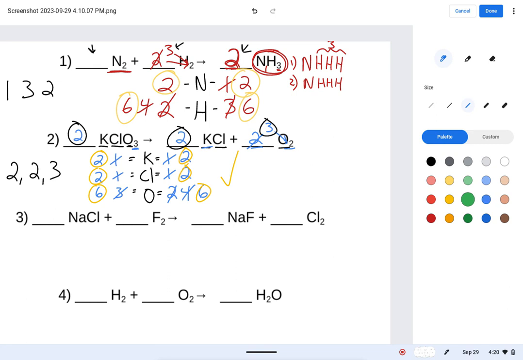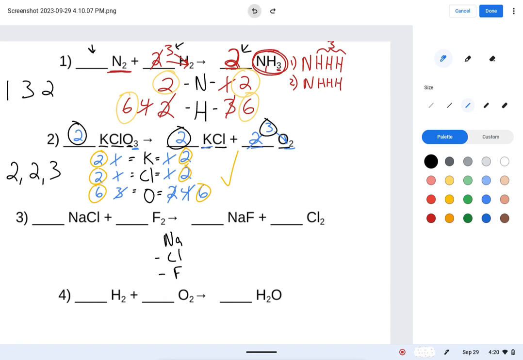All right, let's pick it up. Let's go do another one. Again, we're going to write the elements that are here, each individual element, and we're not going to write NaCl. We're going to write Na, Cl, and F.